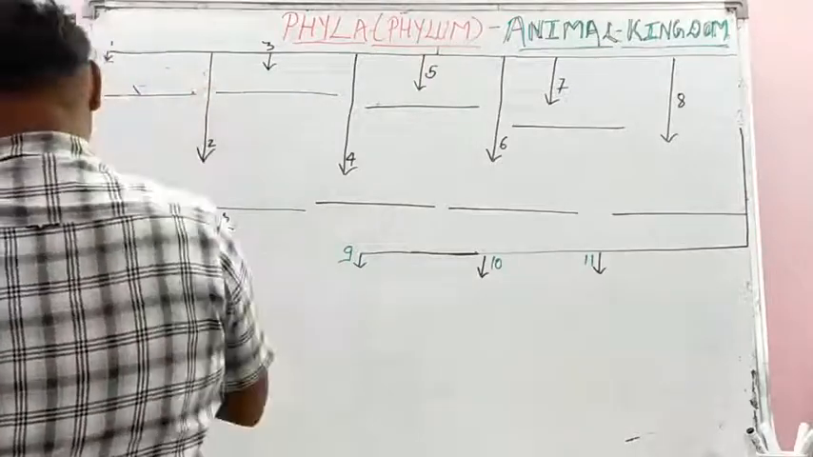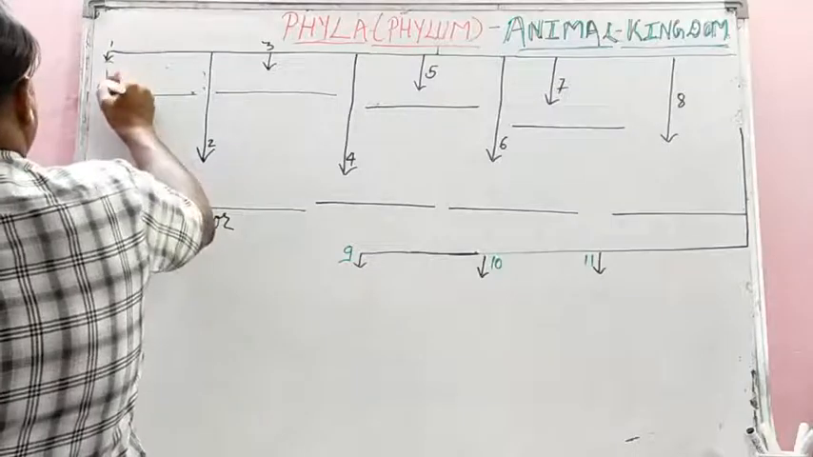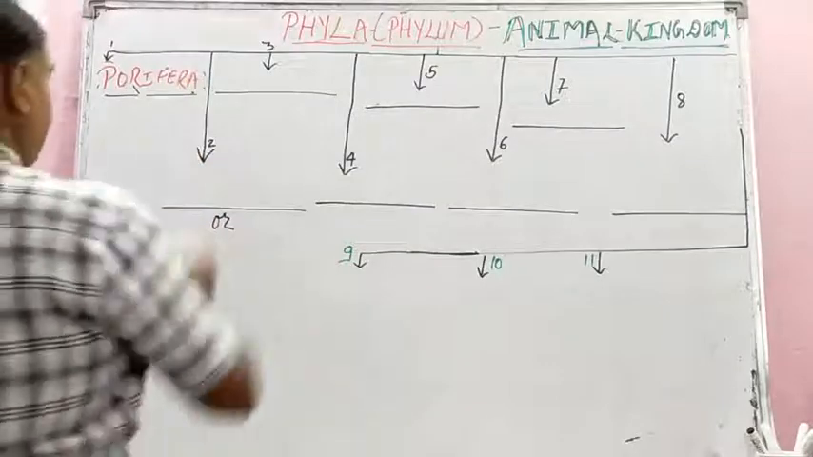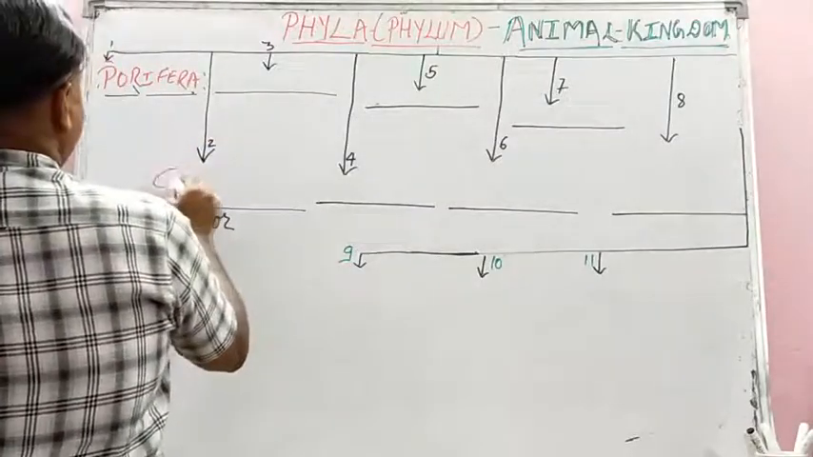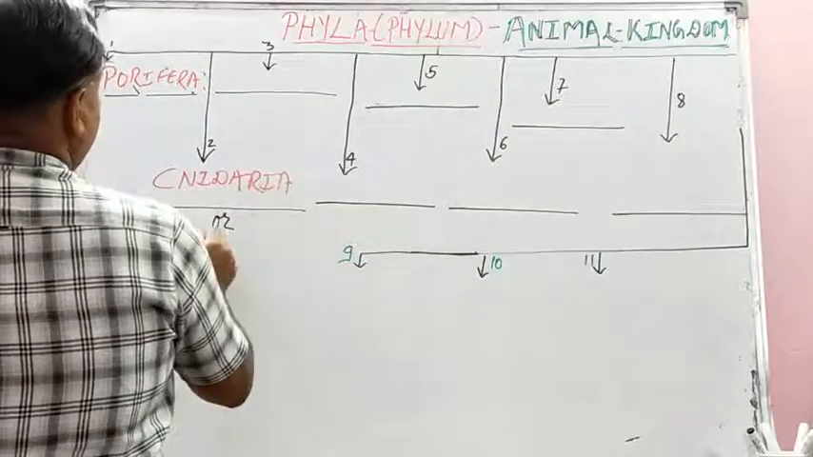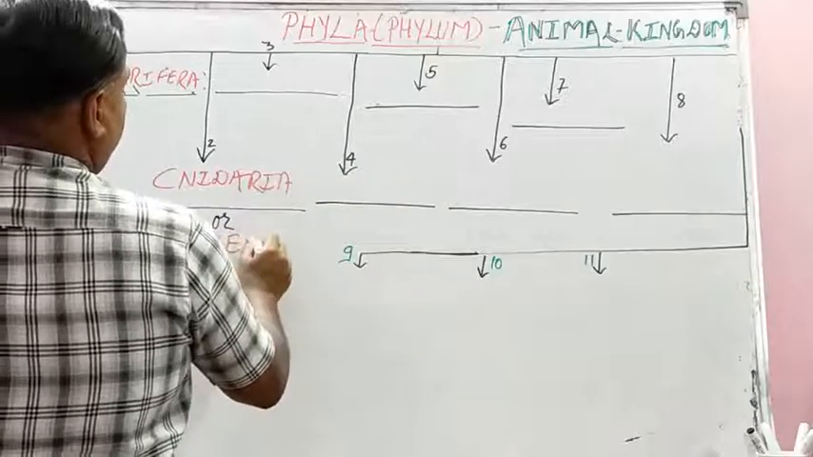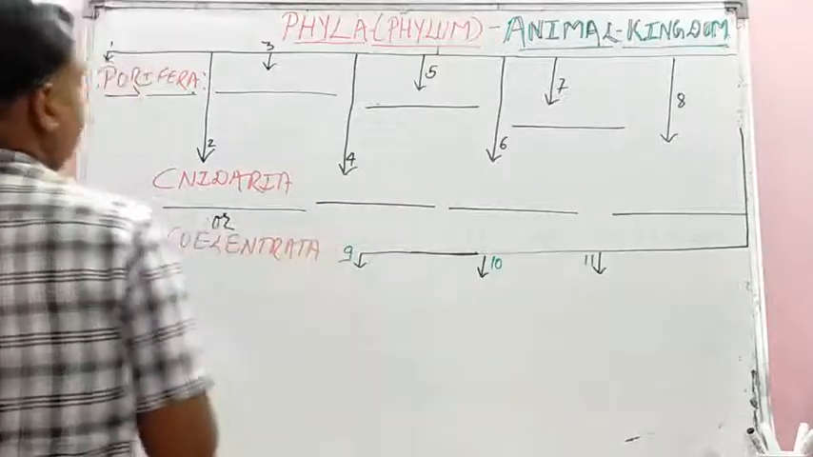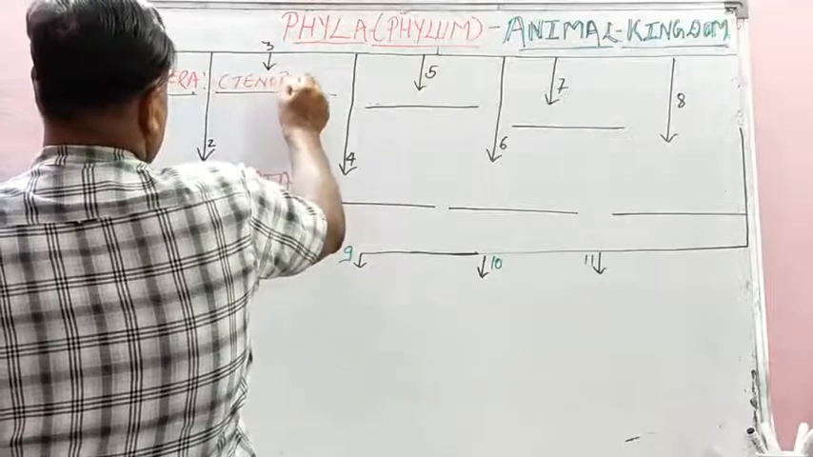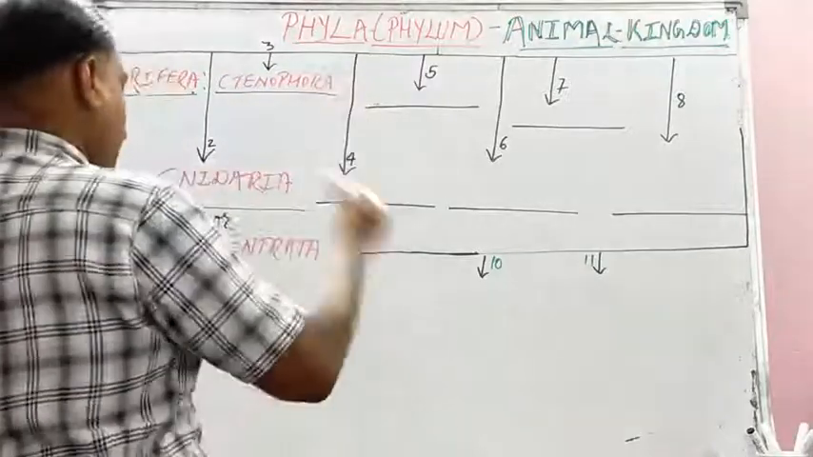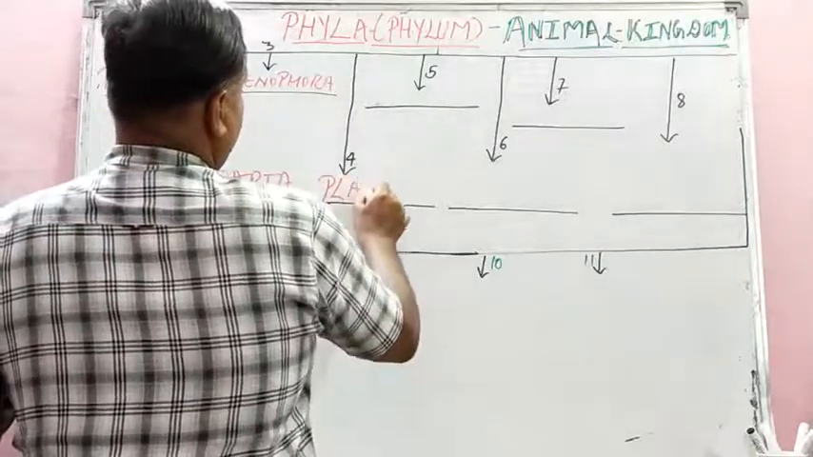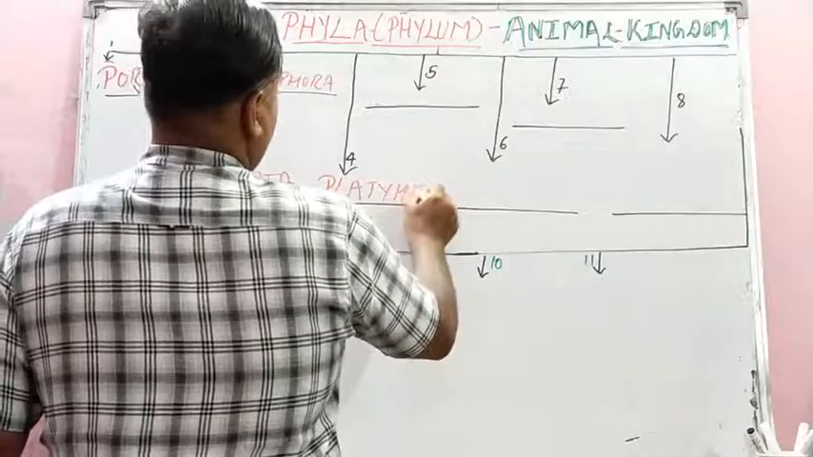Number one, Porifera, have perforated body. Number two, student, is Cnidaria or Coelenterata. Number three, student, Ctenophora. Ctenophora was not in your basic class in detail, but here we have to study. Number four, student, Platyhelminthes, plate-like body.